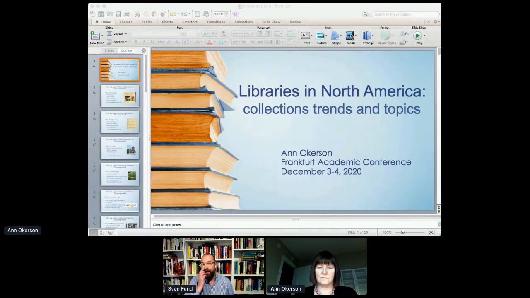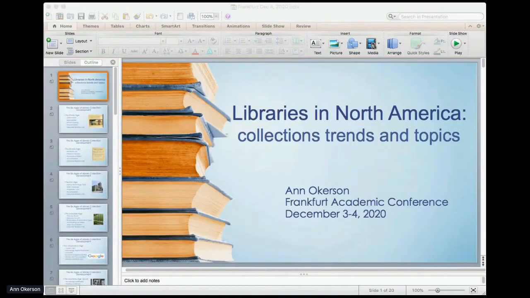Anne is one of the active founding spirits of the International Coalition of Library Consortia, ICOLC, which I always refer to as the consortium of consortia in the world, a group that meets twice a year somewhere. And I had the pleasure to be there, I think, twice. And we'll speak about trends and topics in libraries in North America. And I could not imagine a person more knowledgeable on this topic. And over to you, and thanks for joining us.